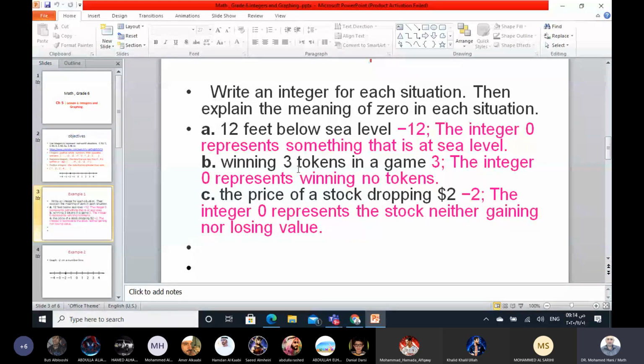Exercise B, winning 3 tokens in a game. Winning means positive, so I write here 3. The integer 0 represents winning no tokens. Letter C, the price of a stock dropping $2. Dropping means the price will be lower, so we have -2, negative. The integer 0 represents the stock neither gaining nor losing value.